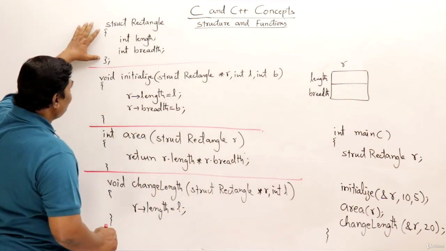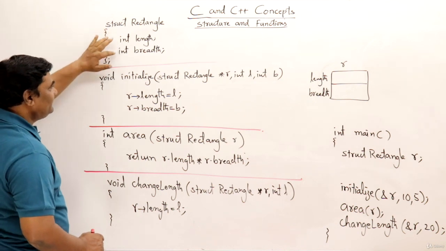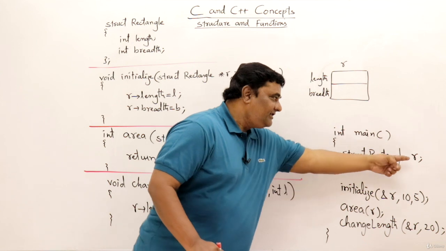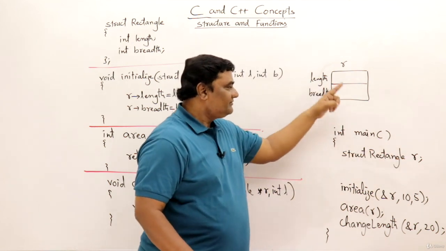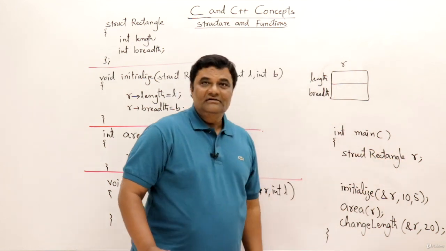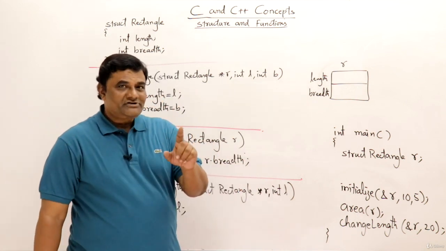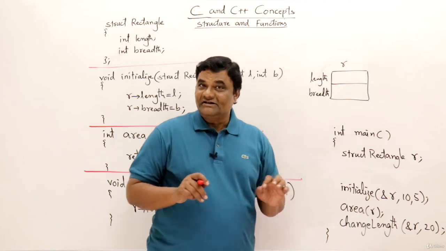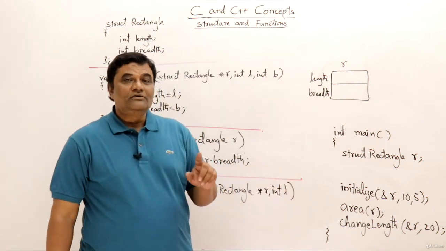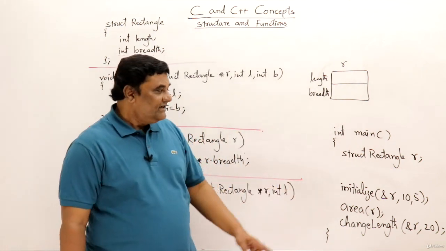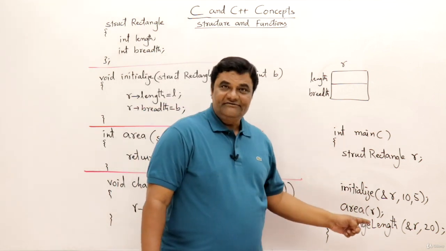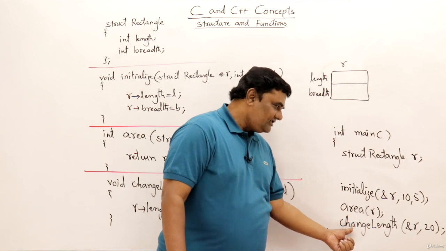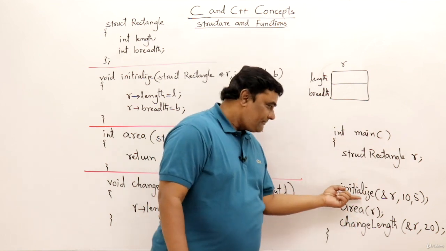See, I have a structure for rectangle, which we have already seen, having length and breadth. And this is the main function. Main function is having a variable of type rectangle. This belongs to the main function, that is R. Then the most important thing to observe here is that the main function is not having any instructions of its own, it's only calling functions. Yes, everything is done by calling functions. There is a function for initialize, a function for area, and change length. Let us see the functions.